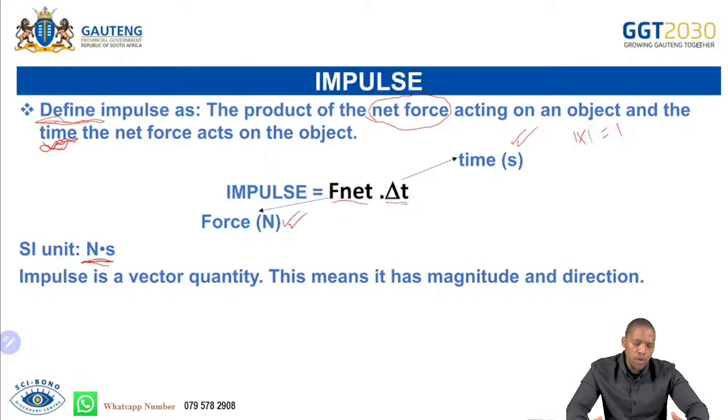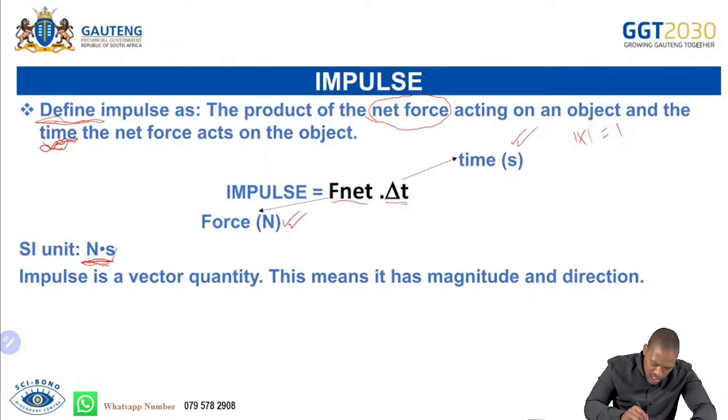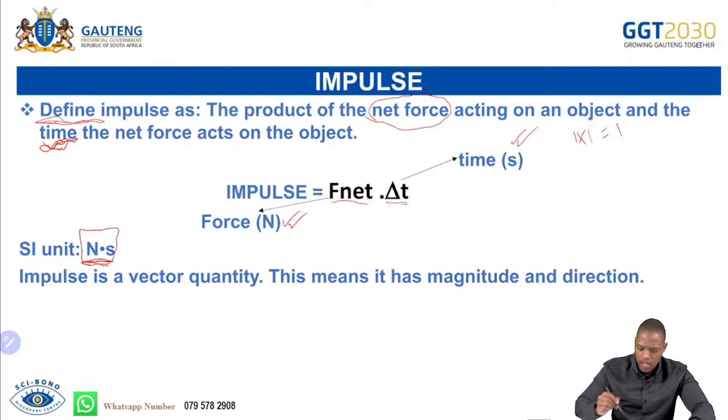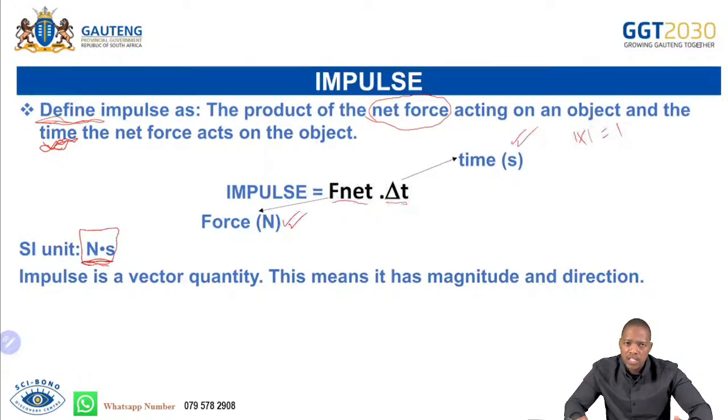A lot of you, because impulse as a question is not regularly asked, tend to forget this SI unit. A lot of you start using a different SI unit. So I would like to warn you, let us not forget this SI unit. From the formula itself, let us remind ourselves of the SI unit of impulse: we are multiplying the F net and the delta T, the newtons and the seconds. The SI unit for impulse is Newton second.